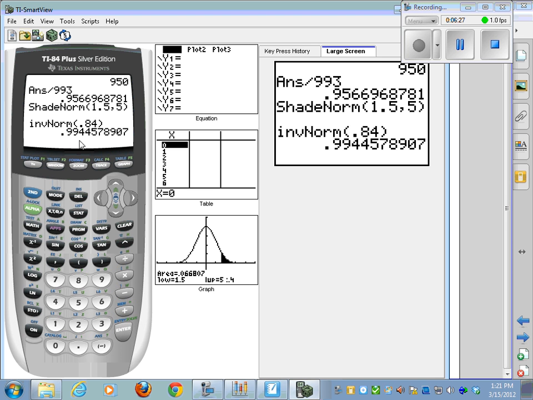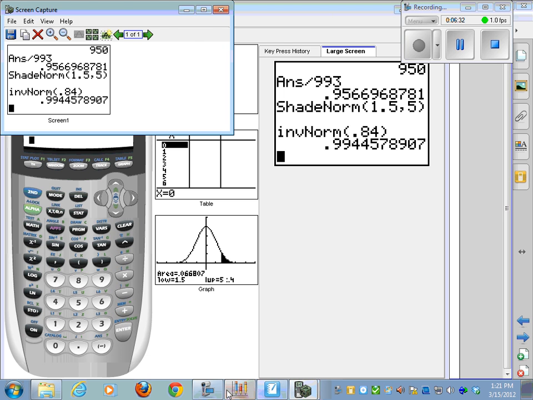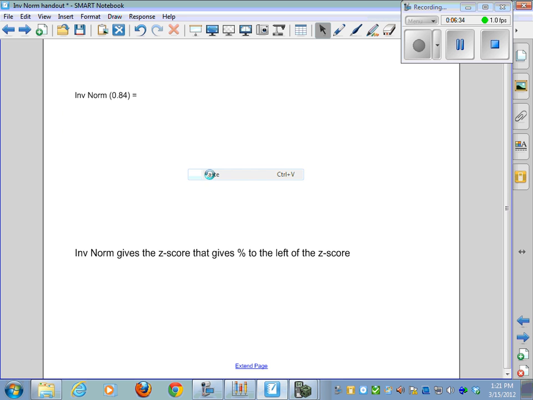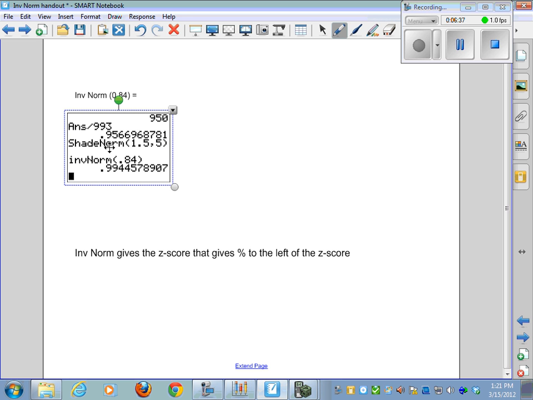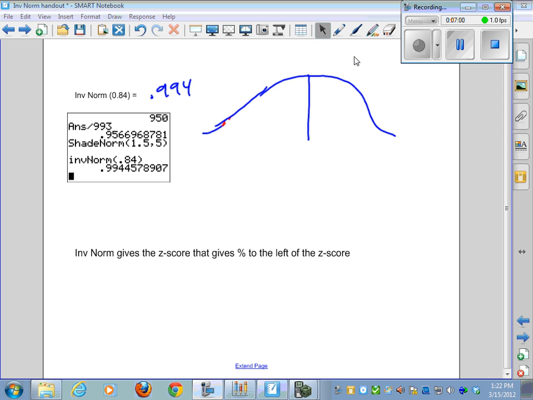What the heck does that mean? Does that tell me anything? Well, not quite yet. So invert norm 0.84 means if I was given a bell curve and I was to shade 84% from the left, how far would I have to go? Where is that question? You don't have it anywhere. You're just going to have to jot it down. Sorry. I'll pause for a second. So invert norm 0.84 gives me 0.994.